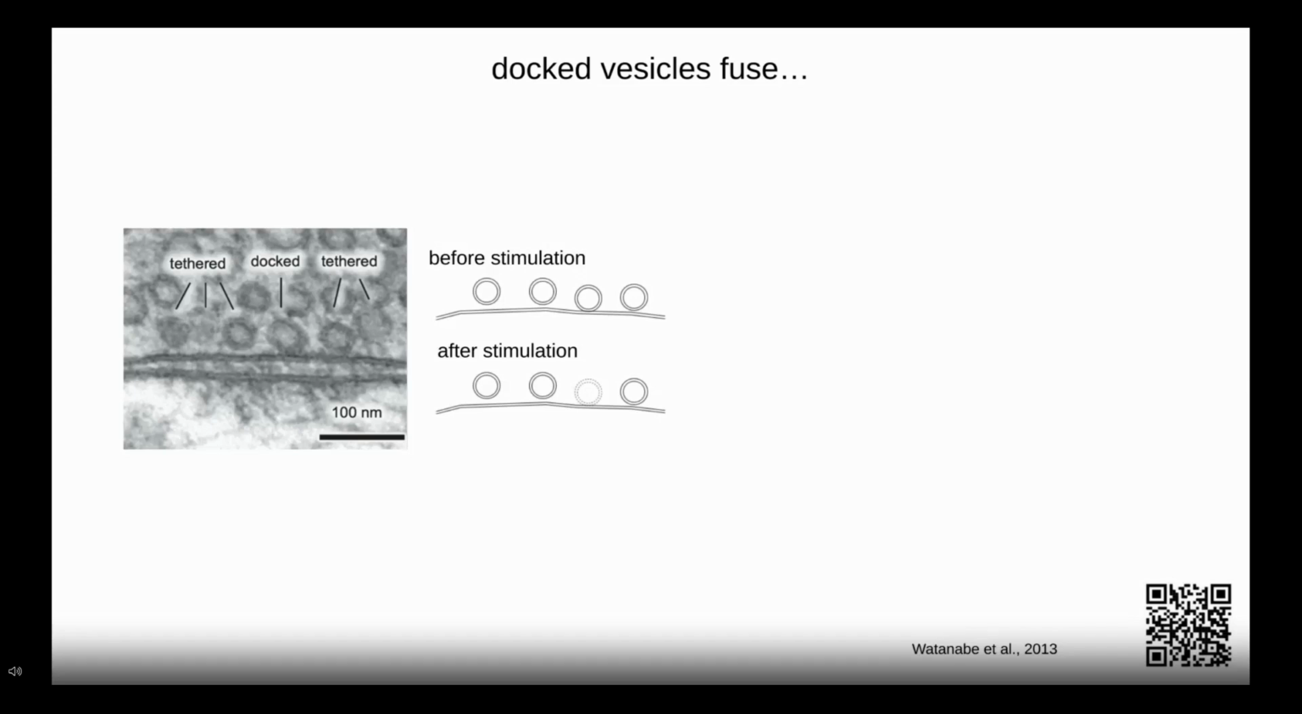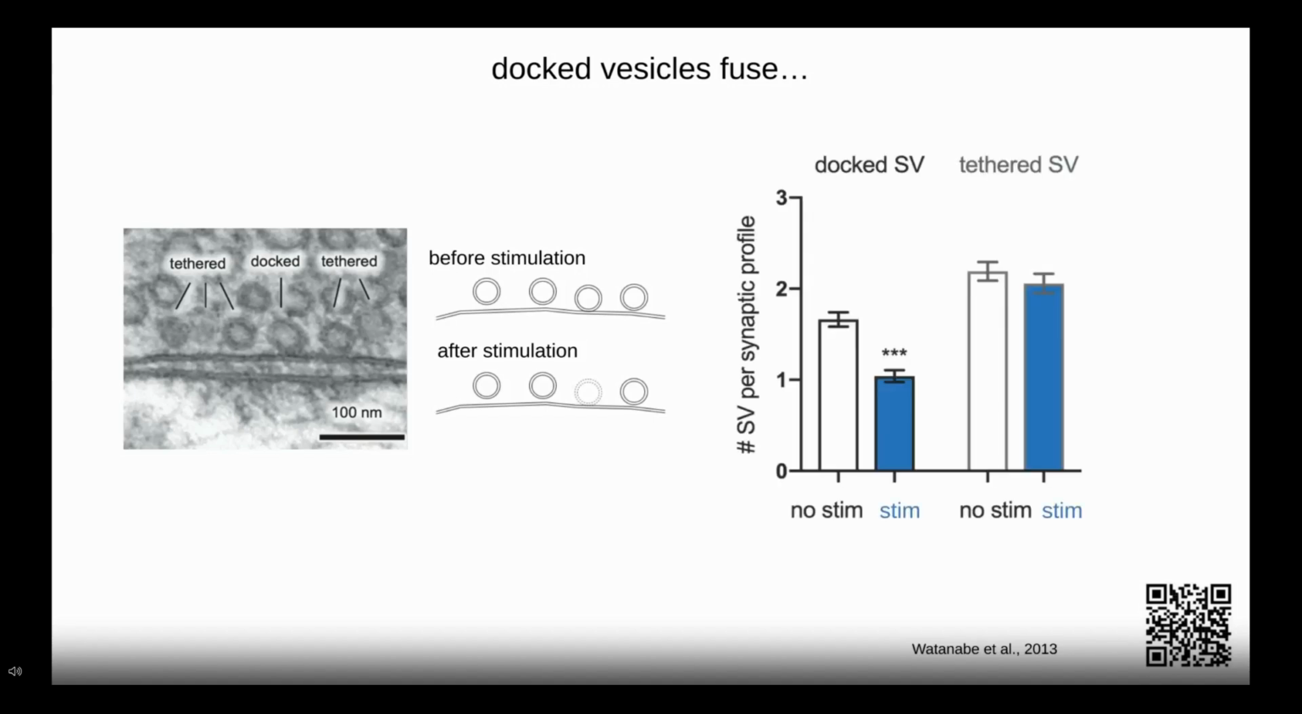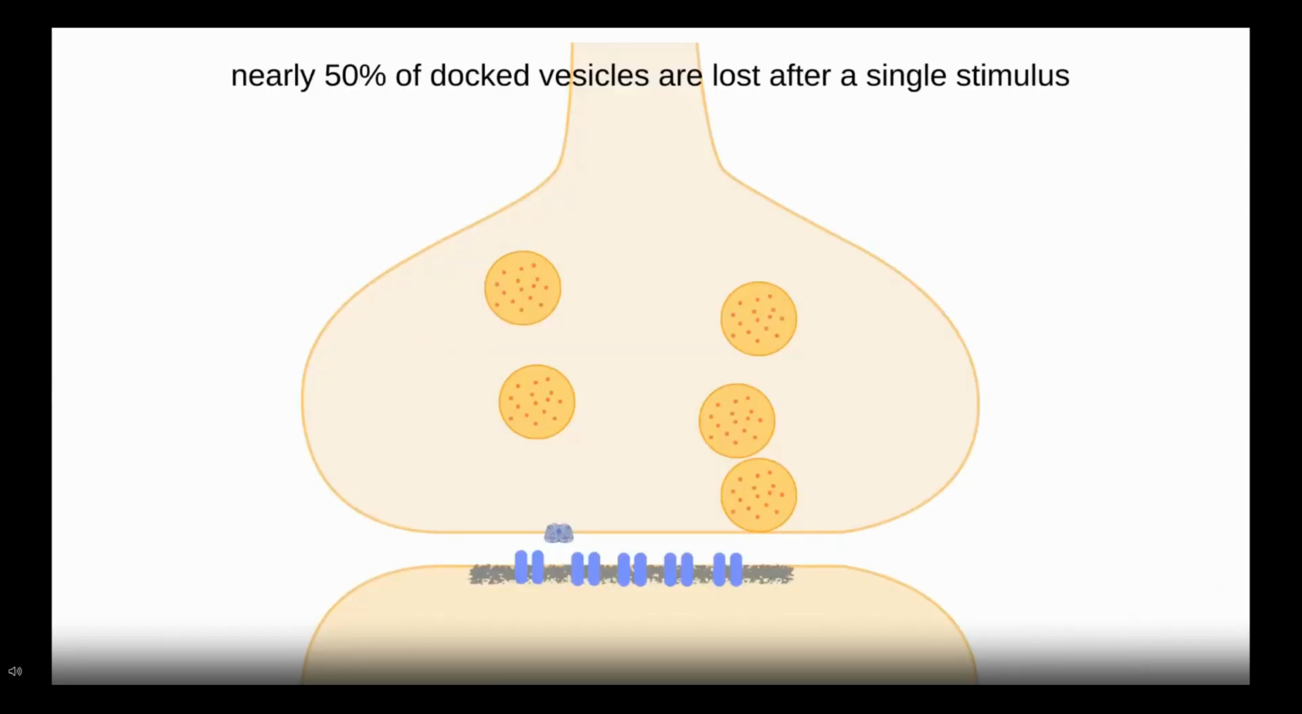So Shigeki was the one who actually showed that this prediction is really correct, because when you stimulate, you can see that when you get exocytosis, only these docked vesicles are depleted. So these slightly further away tethered vesicles are not. It's really the docked vesicles that fuse and get used up. So this is actually quite a potent effect just from this one action potential. After only a single action potential, almost 40 to 50% of all your docked vesicles across all your synapses are gone.